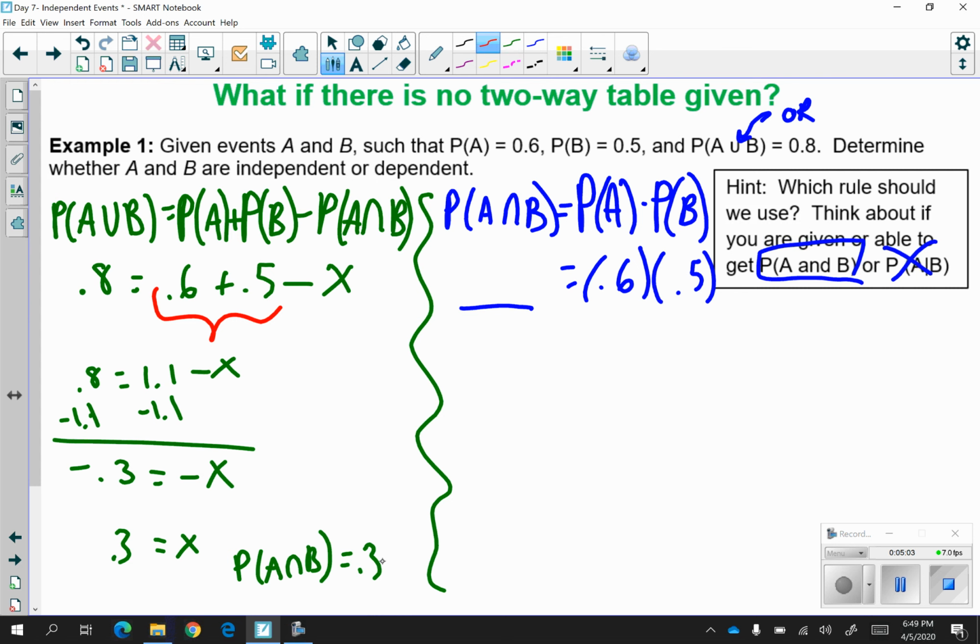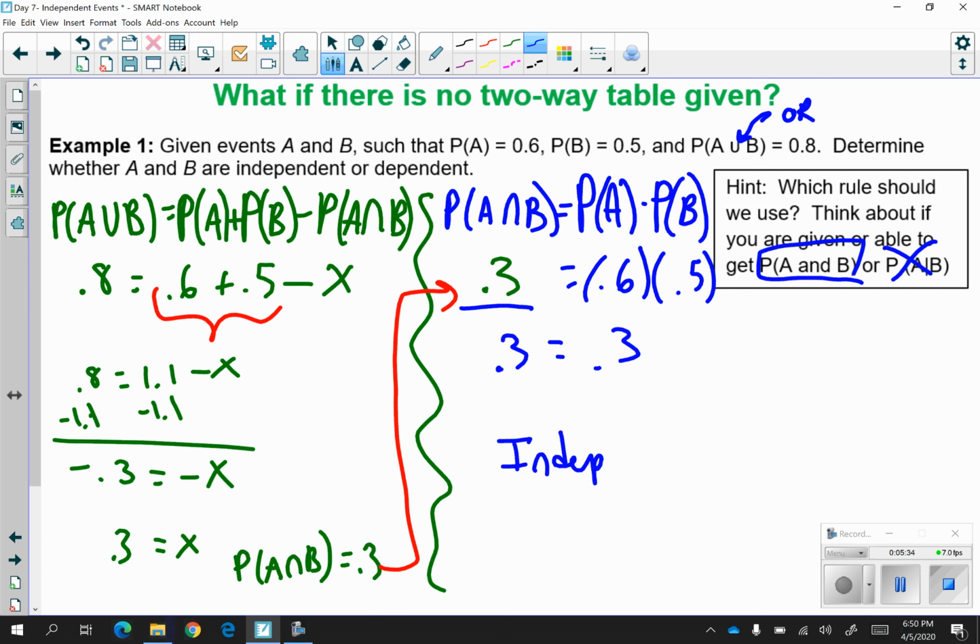So now that we have the AND probability, I'm going to input it in my other formula to test to see if it is independent or not. So now we have this formula. If the left is equal to the right, then they're independent. So we have 0.3, and in the calculator, I'm going to do 0.6 times 0.5, and you're going to get 0.3. Because they're the same, we know that they are independent. And we're done.